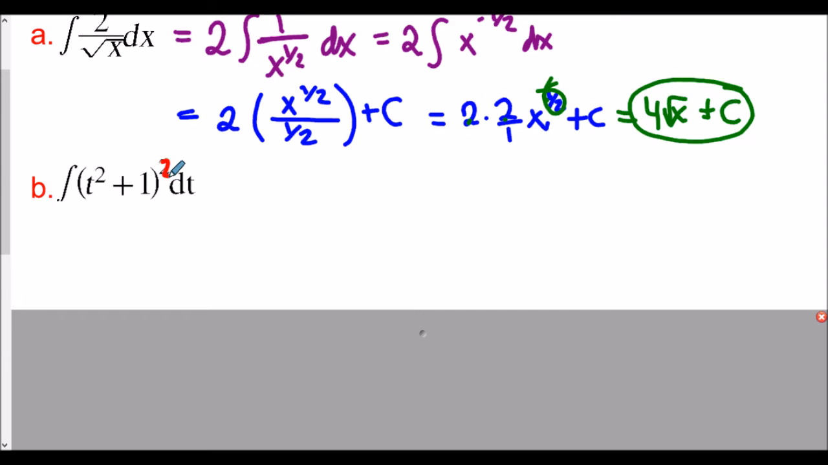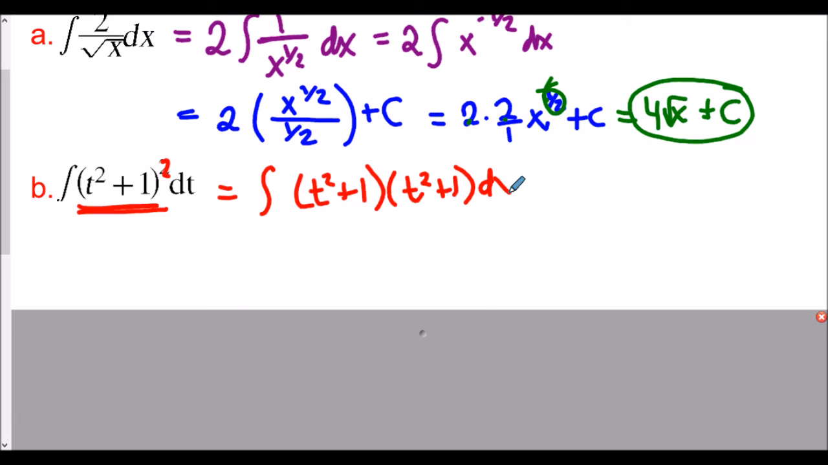So what we have to do is undo whatever is there. So when we are saying that this is squared, we are saying that this is the integral of t squared plus 1 times the integral of t squared plus 1 dx, or dt, excuse me, because we changed our variable, so we're going to change that too. We're using t's, so we need to have a dt.